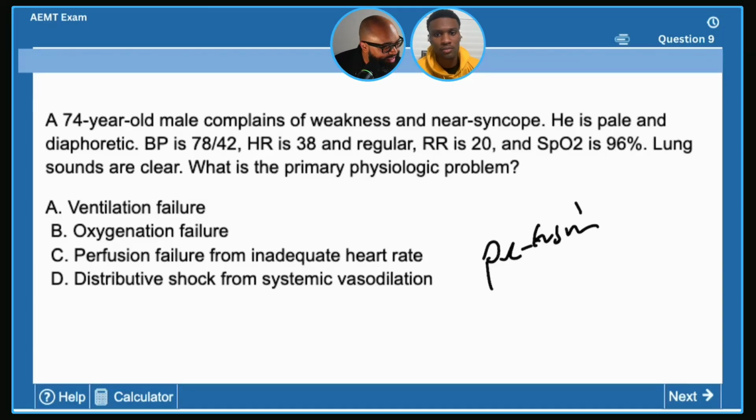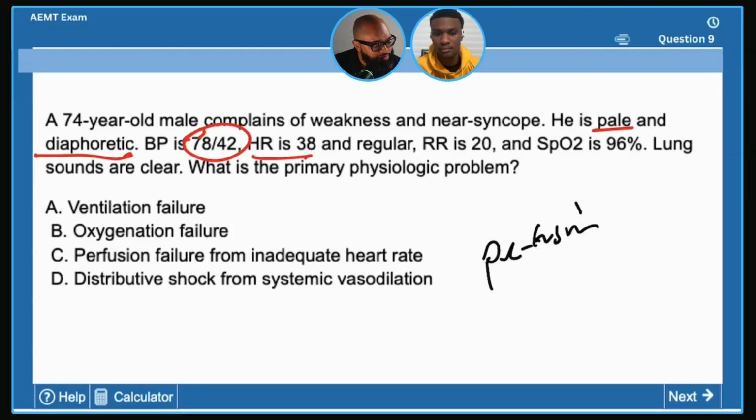Let's go. He is pale and diaphoretic. Oh, that's sounding like perfusion. Keep going. His blood pressure is 78/42. Hypotensive, okay. His heart rate is 38. What do you call that? Bradycardia. All right, so we've got bradycardia. Keep going. Yep. And regular. Okay. Respiratory rate is 20 and SpO2 is 96%.